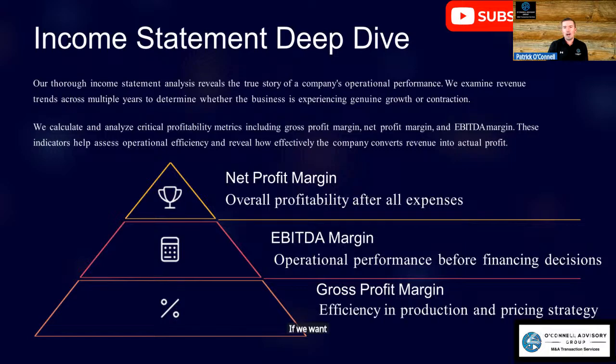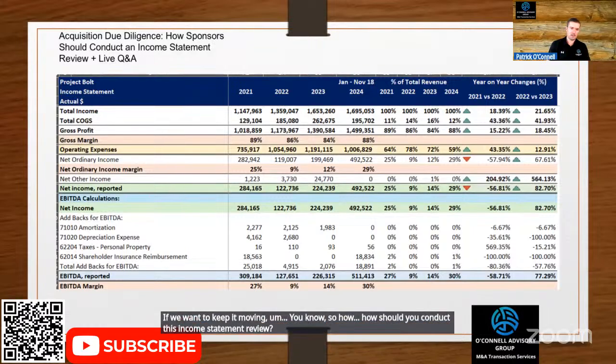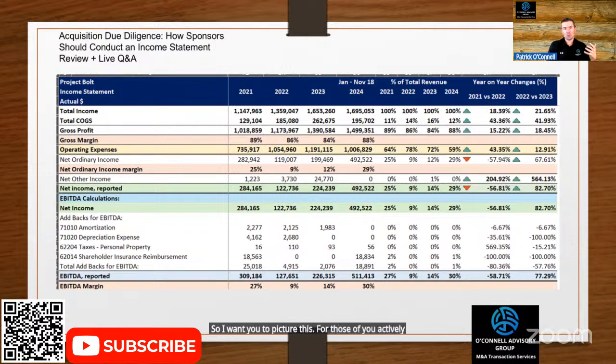If we want to keep it moving, how should you conduct this income statement review? I want you to picture this. For those of you actively searching, you reach out to the seller representatives and you ask for an annual P&L for a few years. You'll see here, this is showing an income statement on a monthly basis rolled up into totals for 2021, 2022, and 2023, and then the January period through November of 24.